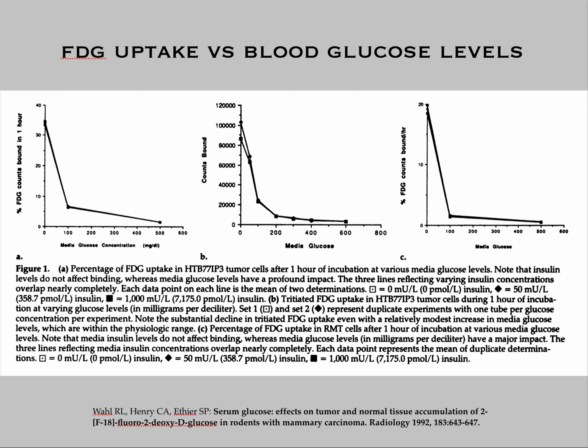We know fairly well that FDG uptake of tumor is really blood glucose dependent, and we can see based on these animal experiments that the uptake really declines with levels below 100 and is really proportional to the concentration of glucose in the blood prior to that.